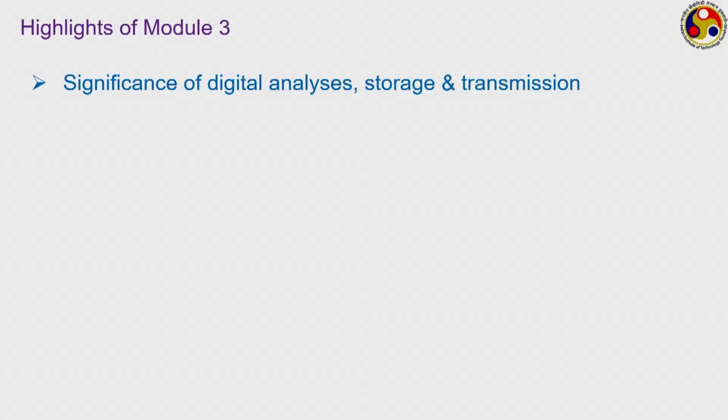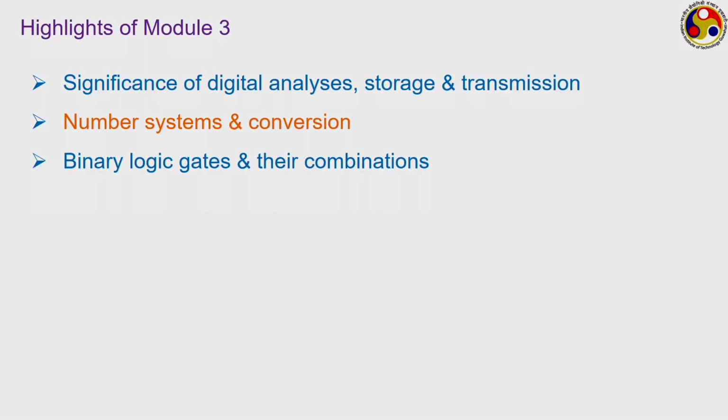That takes us to the end of our week number 3. Here we have talked about the application of digital techniques in measurement. So, we started with defining the significance of digital analysis, storage and transmission over corresponding analog counterpart. Then we talked about the number systems, conversion from one system to the other, particularly conversion from decimal to others and from other system to decimal, and from there we established why binary is so important compared to the other systems. Then we talked about the binary logic gates, their combinations to give different kind of conversion of binary digits.